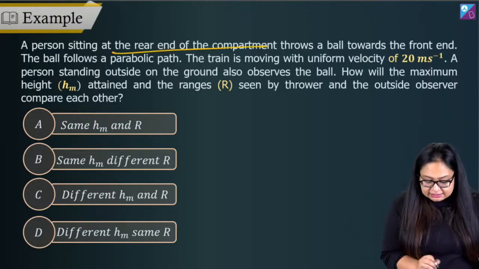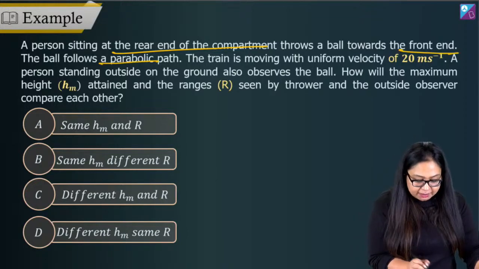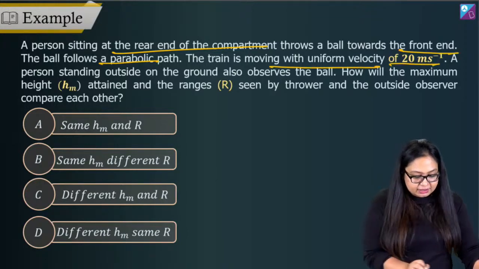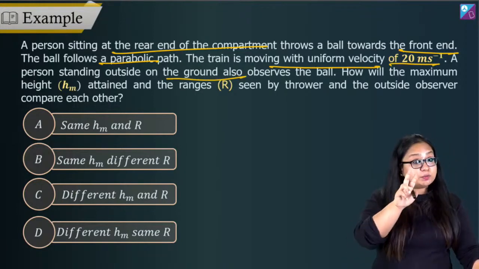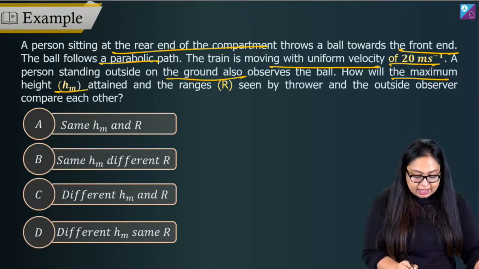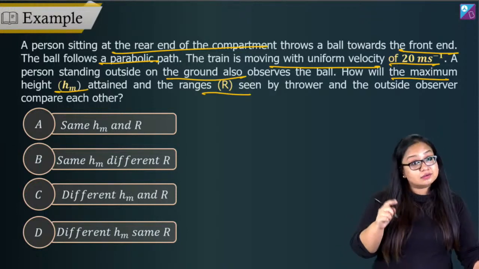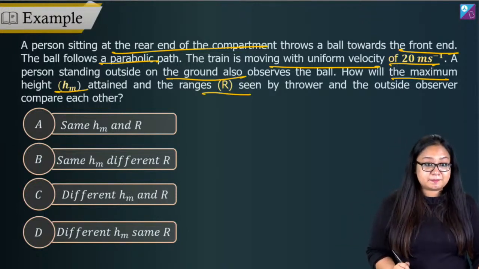A person sitting at the rear end of a compartment throws a ball towards the front end. The ball follows a parabolic path. The train is moving with a uniform velocity of 20 meter per second. A person standing outside on the ground also observes the ball. There are two people observing the ball. How will the maximum height and range seen by the thrower and the outside observer compare with each other?